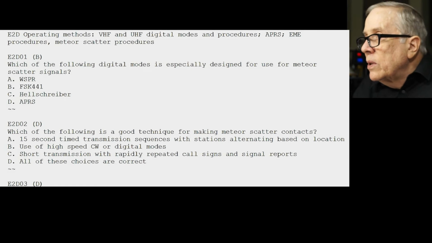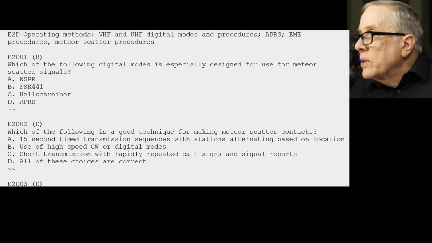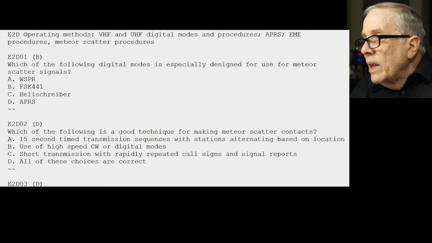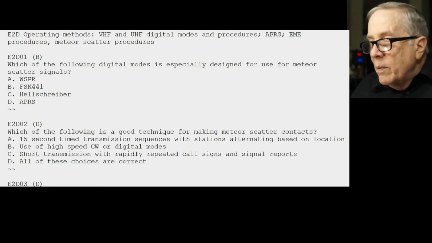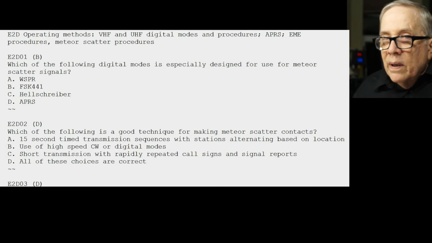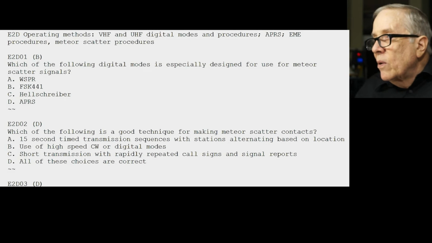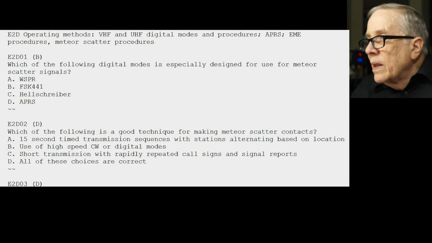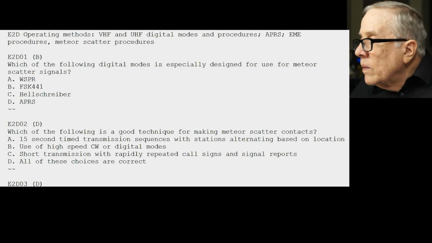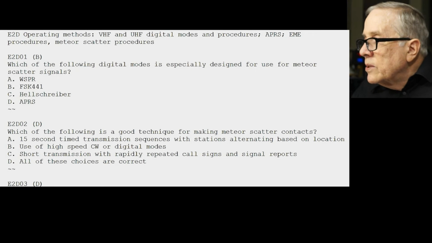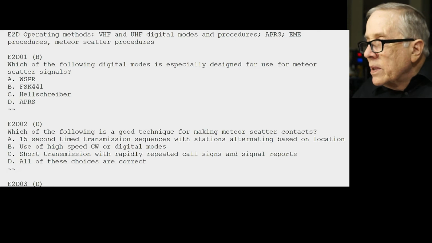E2D02. Which of the following is a good technique for making meteor scatter contacts? You know, we had so many where it was a D, all the above. I'm beginning to think that if you don't know and you even think it's close, and D is all the above, go for it. This one says A, a 15-second time transmission. B, CW or digital modes. C, short transmissions with rapidly repeated call signs and signal reports. All those things are true.